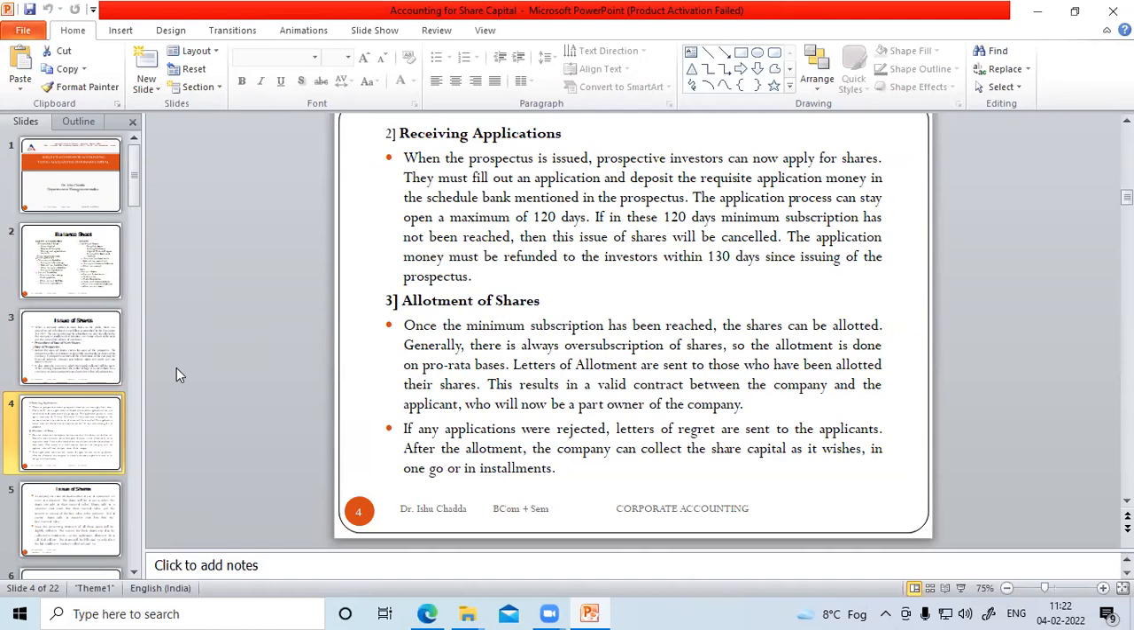The application process can remain open for a maximum of 120 days. If in these 120 days the minimum subscription has not been received, then this issue will be cancelled. The application money must be refunded to investors within 130 days since the issue of the prospectus. So if a company did not receive the minimum subscription of the shares, they must refund the money within 130 days. Next is allotment of shares.